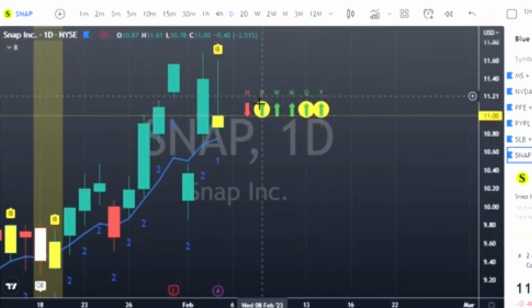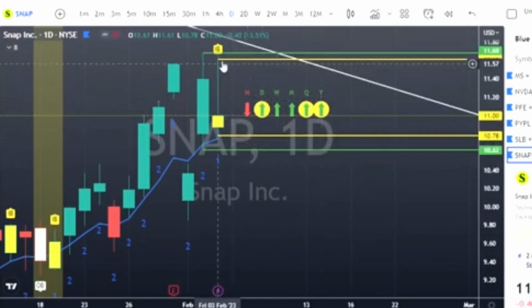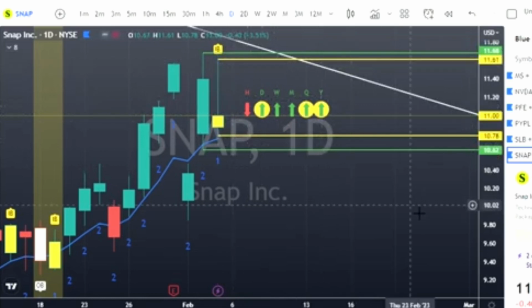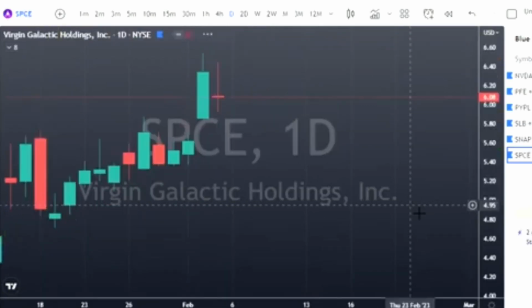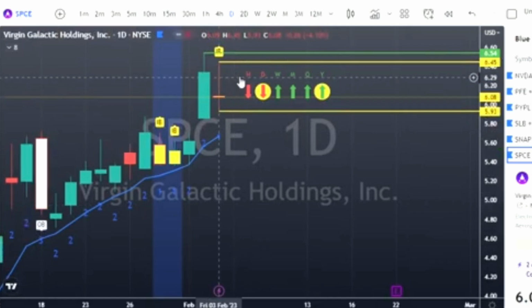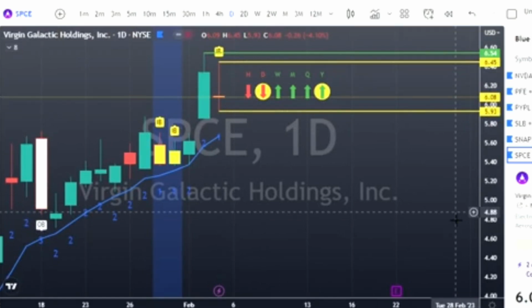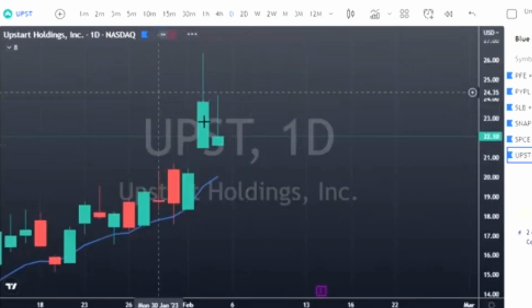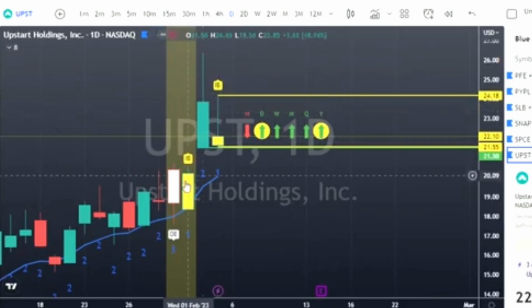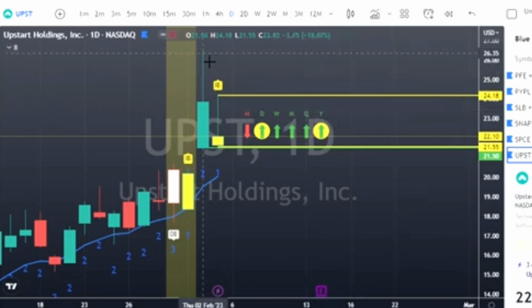Snap, inside bar, shooter candle, very similar to what we've seen. Calls at 11.61, puts at 10.78. Space, inside bar again, triggers 6.45 up, 5.93 down. UPST, Upstart, shooter candle, gap to fill. Calls at 24.18, puts at 21.55 on UPST.